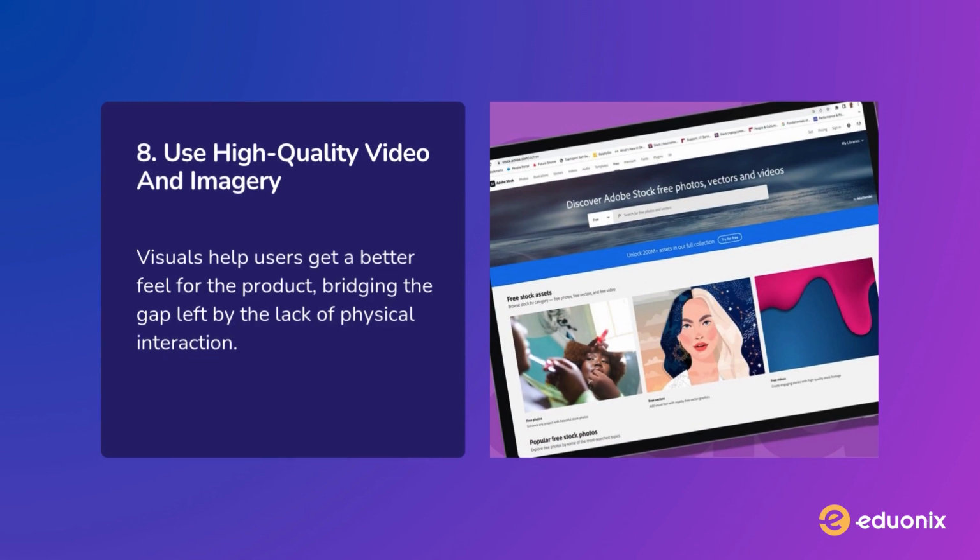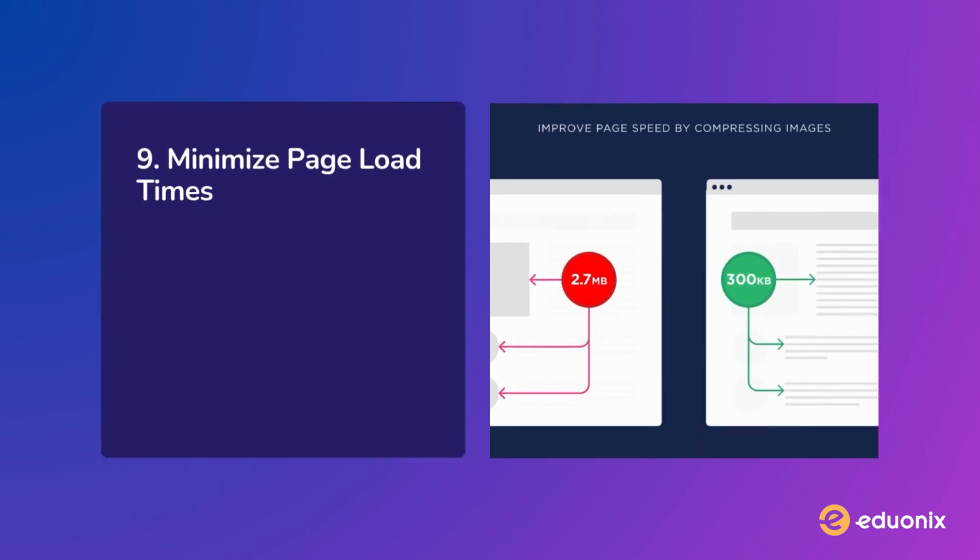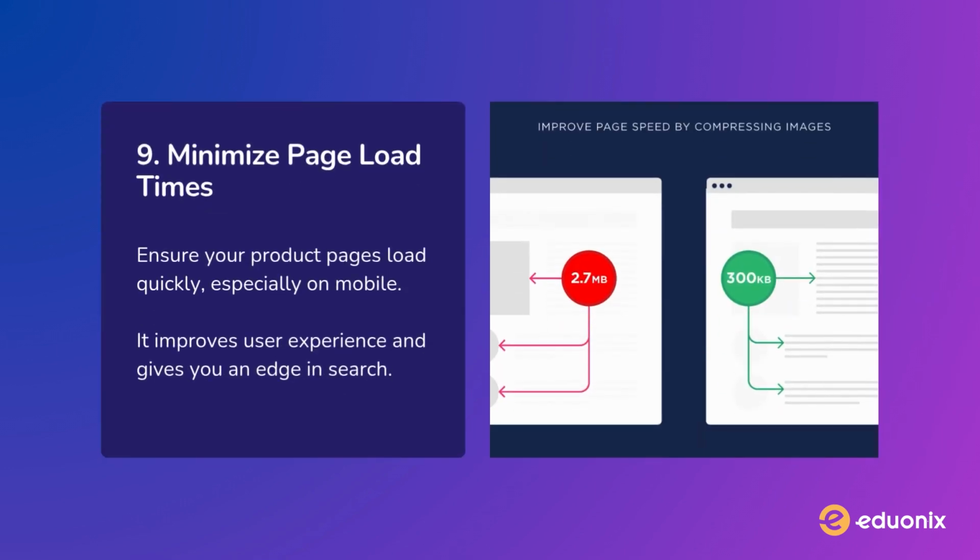8. Use high-quality video and imagery. One of the drawbacks of shopping online is you cannot physically touch or test the product you are considering. High-quality images and videos can fill that gap by providing end users with the information they need to feel confident in their purchases.